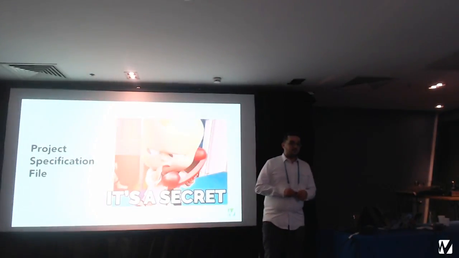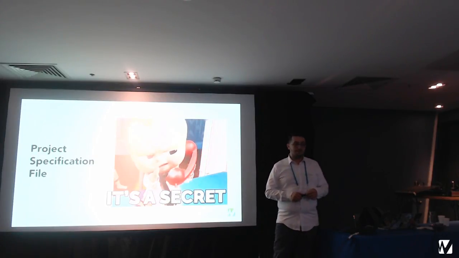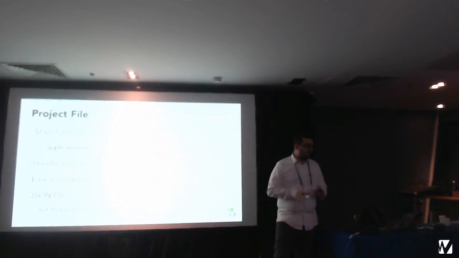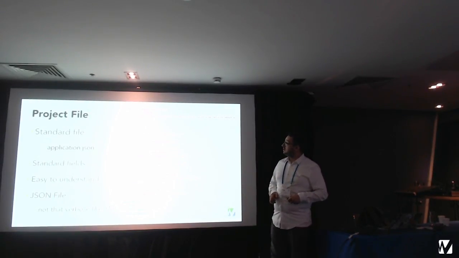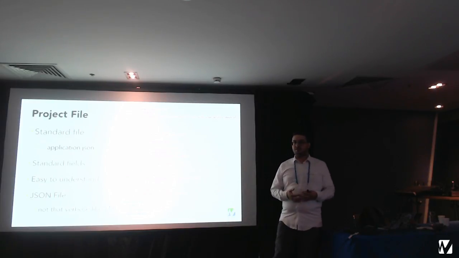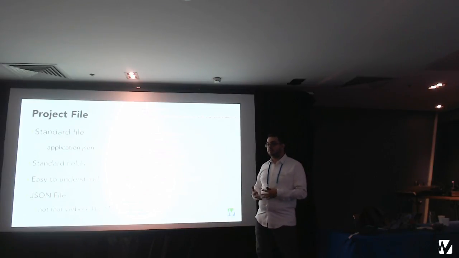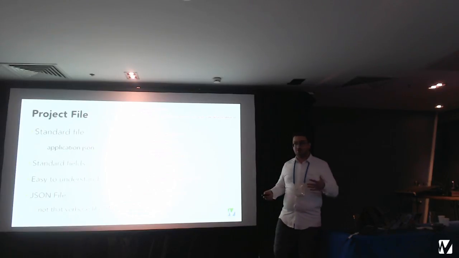And let's talk about the project specification file. It's a standard file called application.json, which has some standard fields. We try to make it easy to understand and to use a JSON file, because XML was very verbose. I don't need that many tags. I don't need that many extra characters in my file. I can go and define something like this in a tree-like structure.